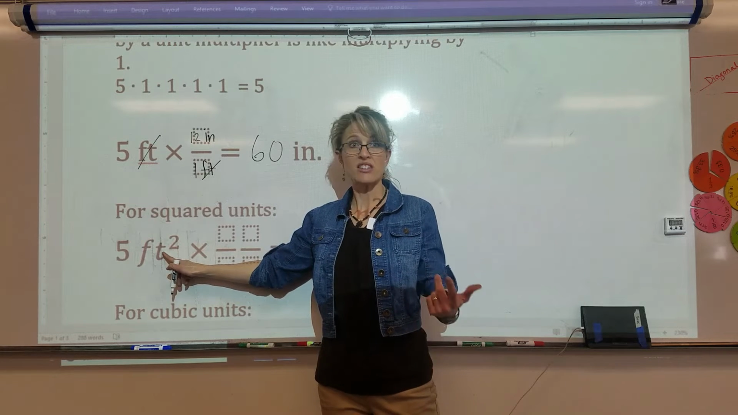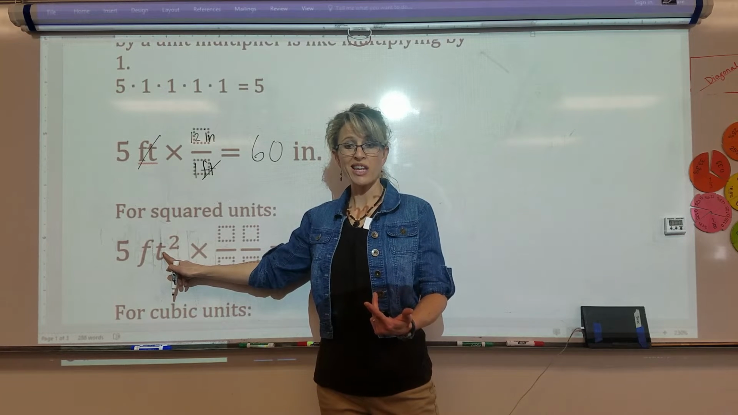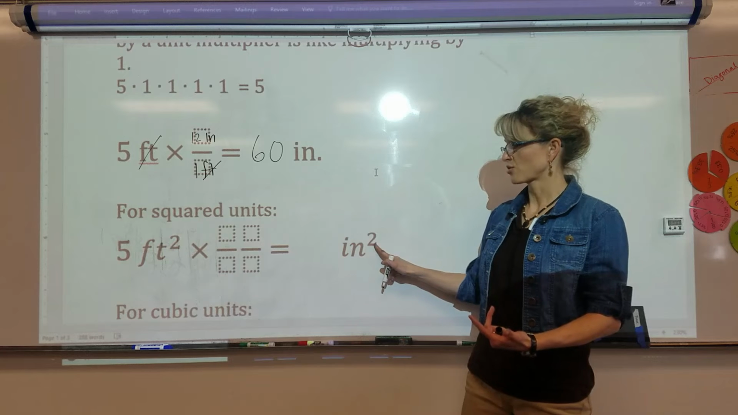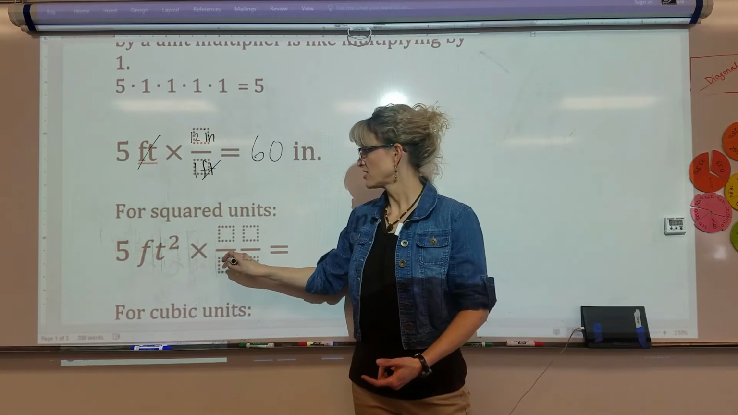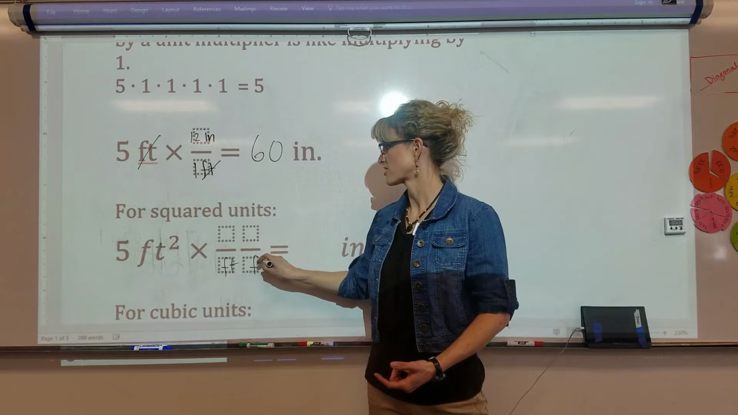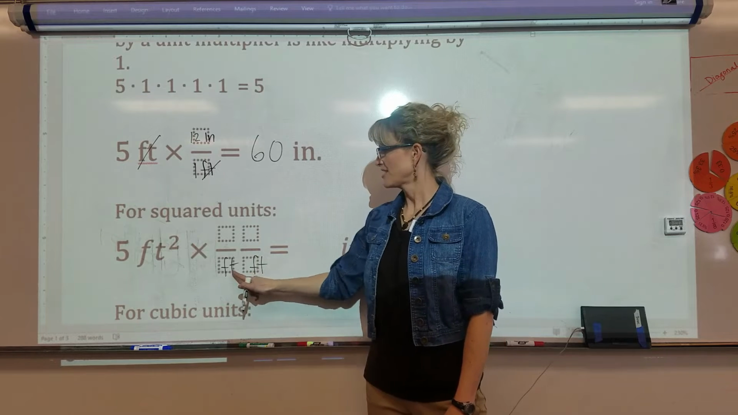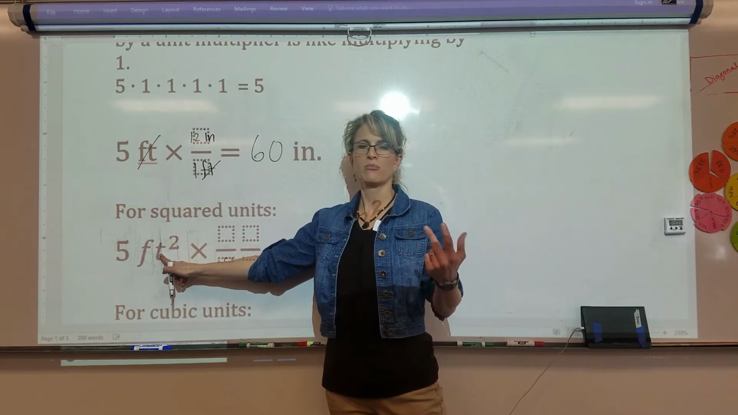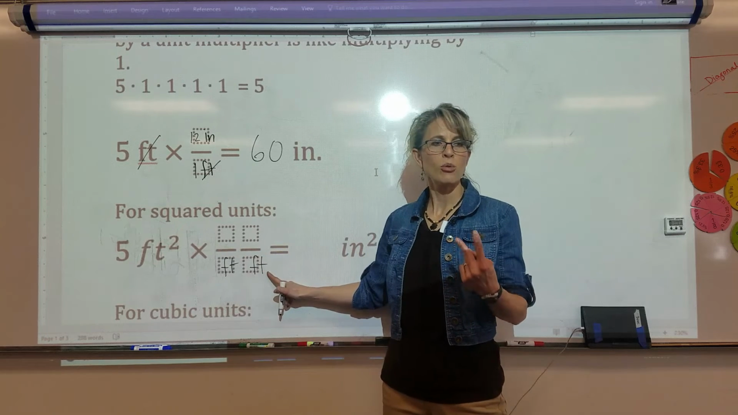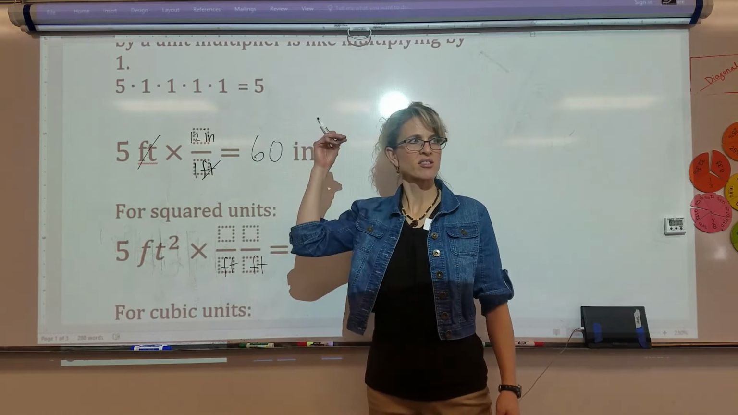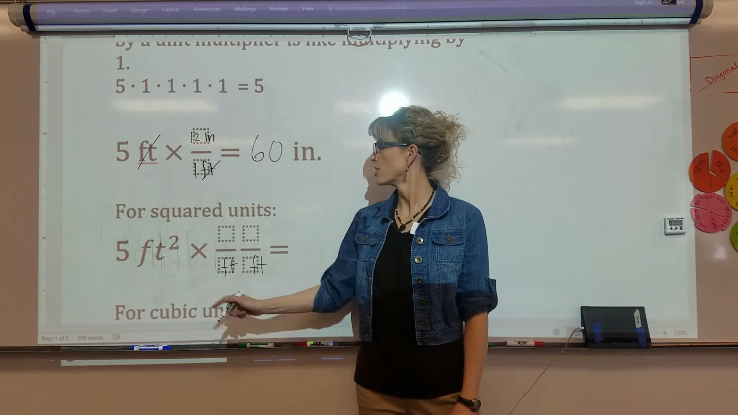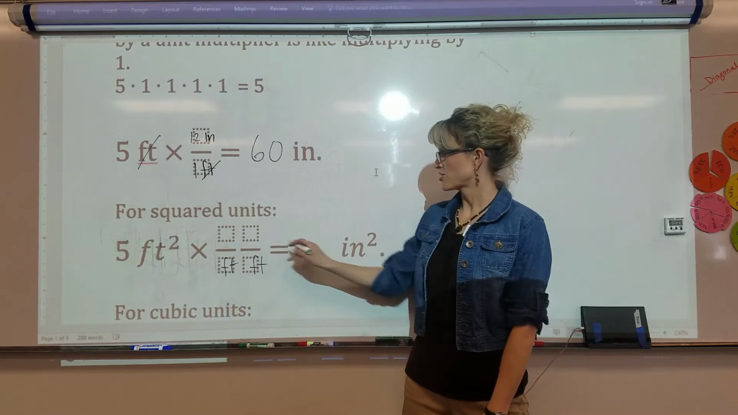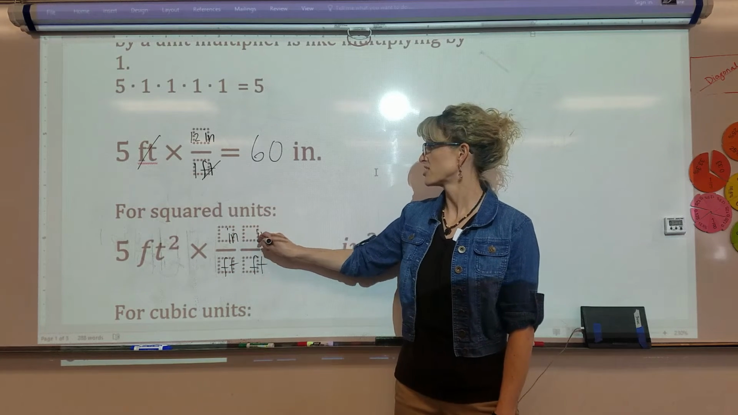Isn't feet squared the same as feet times feet? So really, if I want to end up in inches squared, I need feet and feet to cancel. Feet times feet is feet squared. I need 2 of them to cancel. So a squared power needs 2 multiplier boxes. How many multiplier boxes? Get ready? 2. So, I'm going to end up in inches, so I'm going to put inches here, inches here.